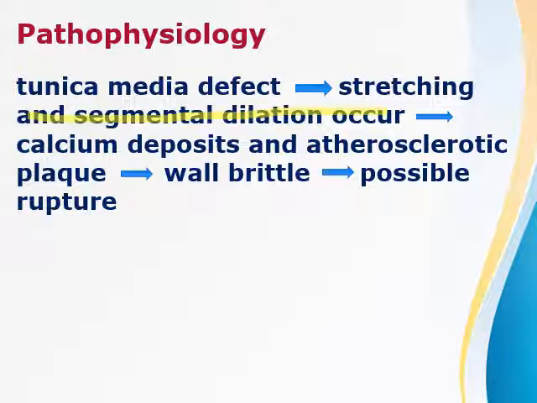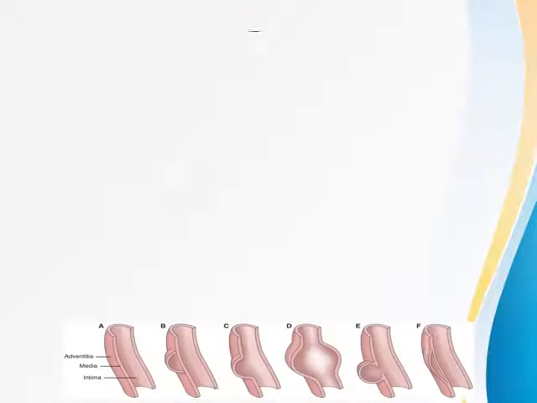Because of this segmental dilatation, there will be a high risk for calcium deposits and atherosclerotic plaque to form also. Then the wall would tend to become brittle. And then the high risk here in your aneurysm is the possible rupture of the aneurysm.